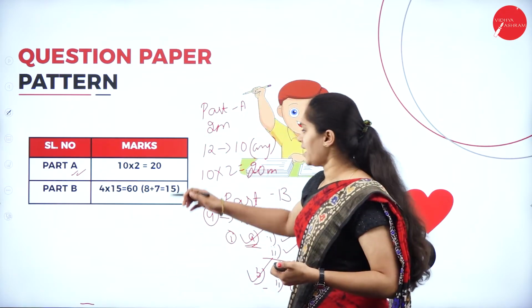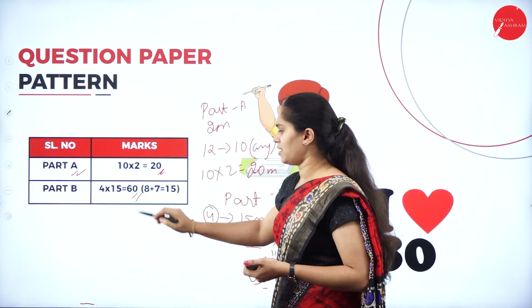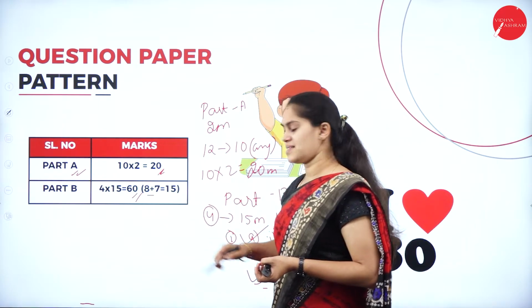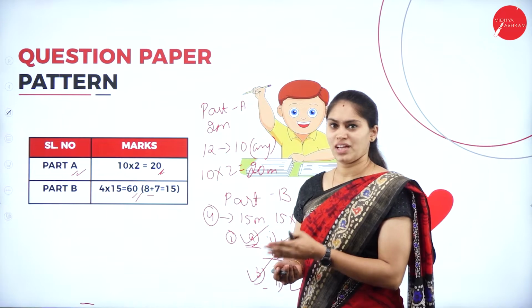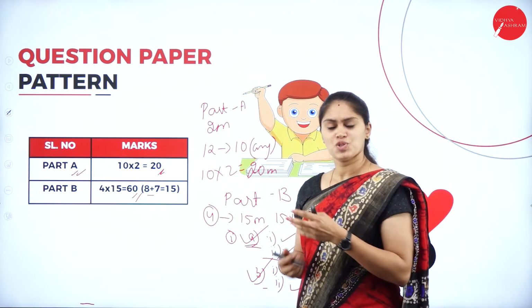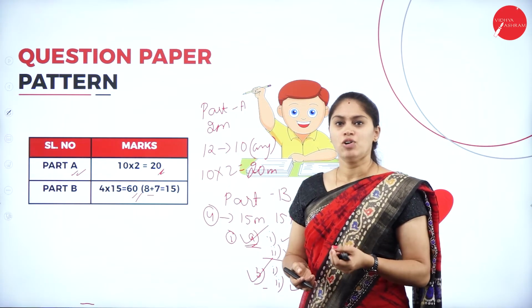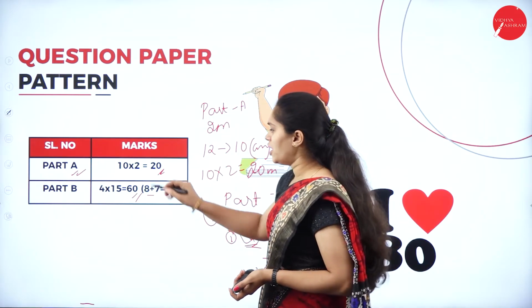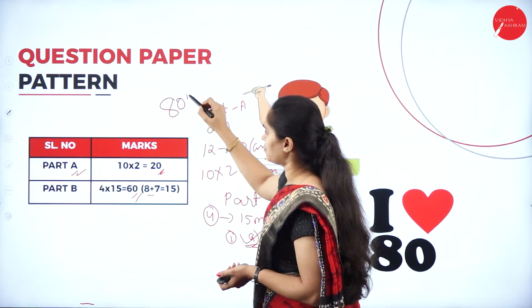Okay. So part A is 20 marks and part B will be for 60 marks, and the marks distribution can be like 8 plus 7, which together is 15, or it can be 9 plus 6. So the marks distribution will vary based on the type of question they are going to ask. So totally it will be for 80 marks.